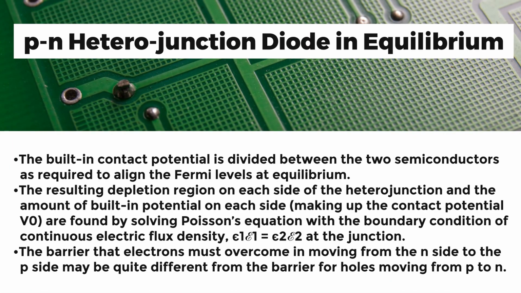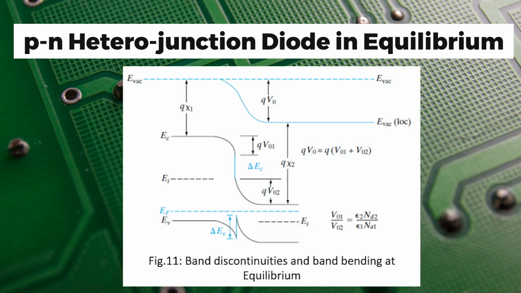Built-in contact potential is divided between the two semiconductors as required to align the Fermi energy level at equilibrium, as shown in the figure. The resulting depletion region on each side of the heterojunction and the amount of built-in potential on each side, making up the contact potential V0, are found by solving Poisson's equation with the boundary condition of continuous electric flux density at the junction. The barrier that electrons must overcome in moving from the n side to the p side may be quite different from the barrier for holes moving from the p to n side. This is the figure for band discontinuities and band bending for a p-n heterojunction diode in equilibrium.